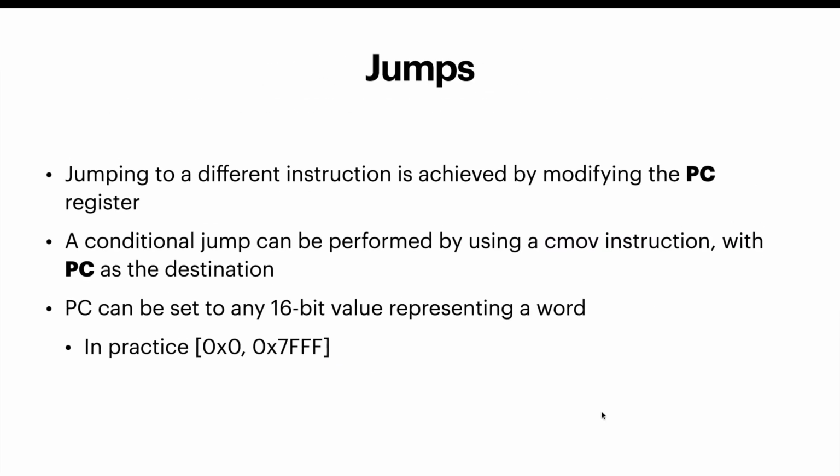Jumping to a different instruction is achieved by modifying the PC register. A conditional jump can be performed by using a cmove instruction with PC as a destination. PC can be set to any 16-bit value representing a word. In practice, from 0x0 to 0x7FFF.